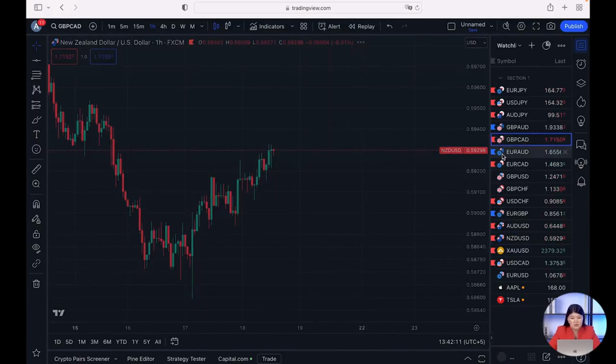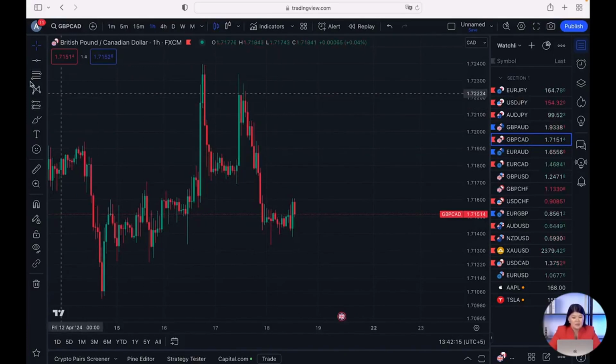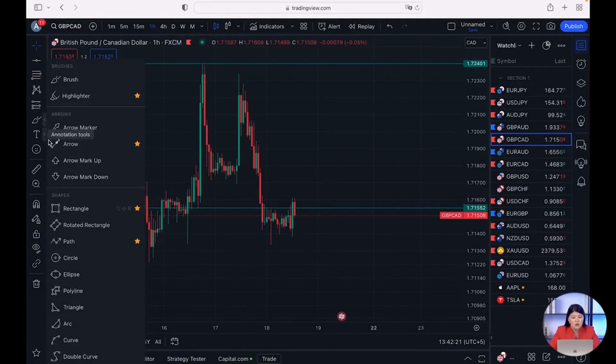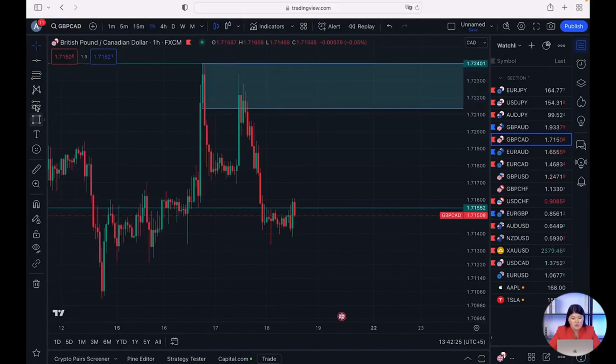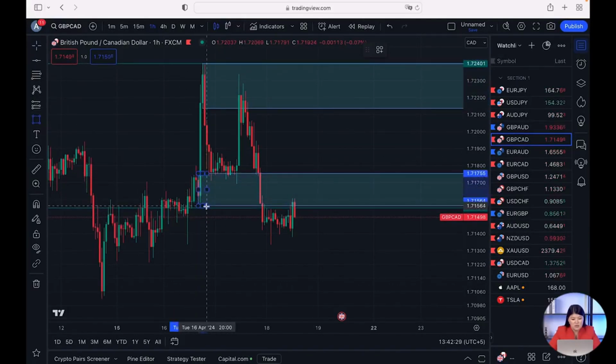Now let me check other pairs as well in places where there is a swing. Here too, I will look at the highest point. Then if there is a swing, what will happen in the upward direction? There will be an order block. This is my order block. Then a swing was made below it. So what does this become for me? It becomes a breaker block, right?